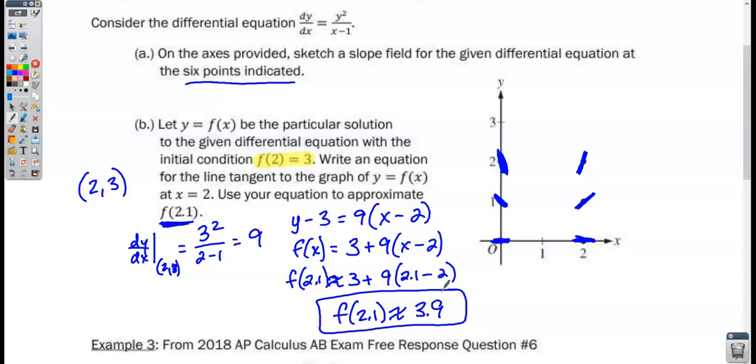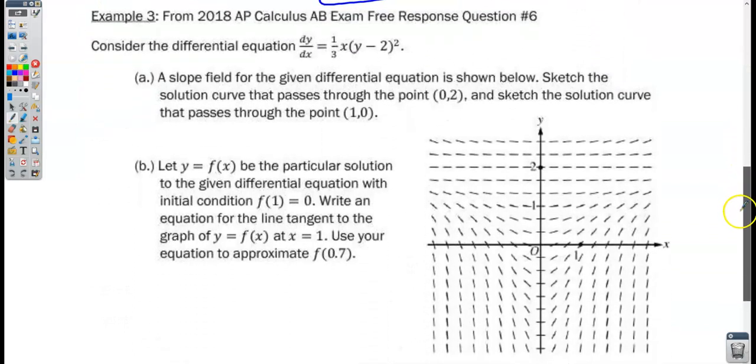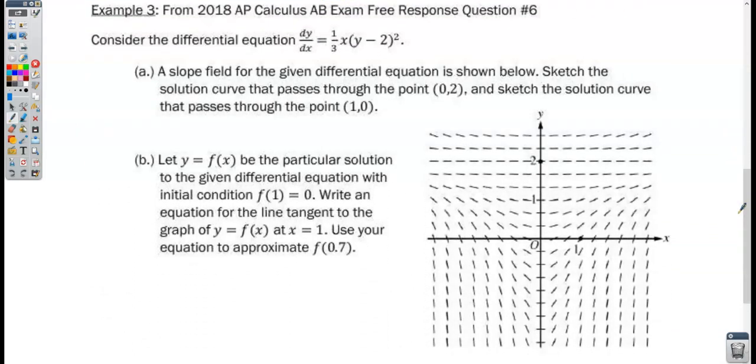All right. There was a third part to this free response question, which we don't know how to do yet, but we will soon. And eventually we'll be able to talk about that part. All right, example 3, which is question 6 from the free response from the 2018 AP Calculus AB exam.